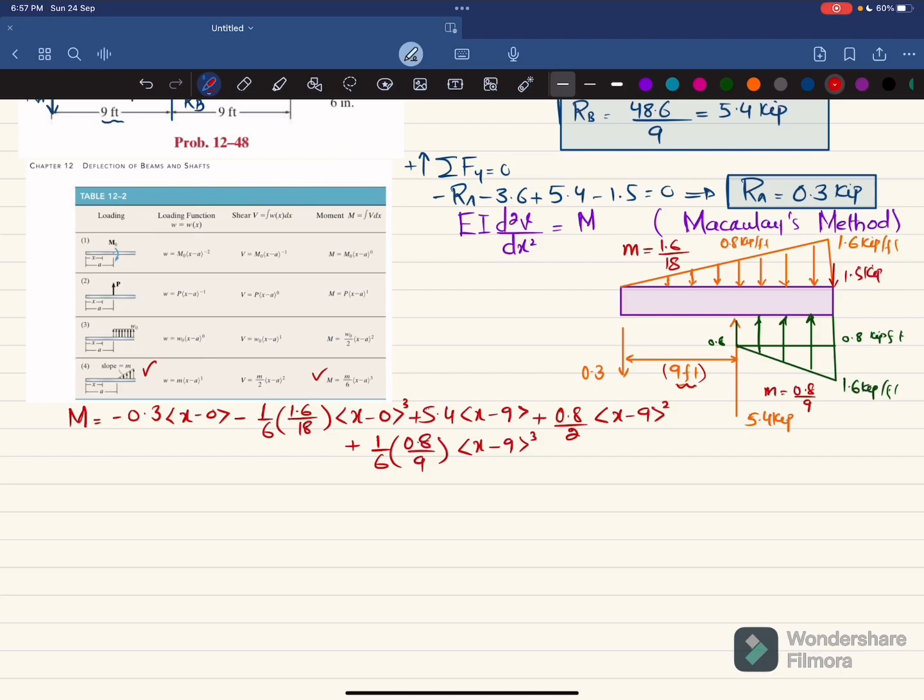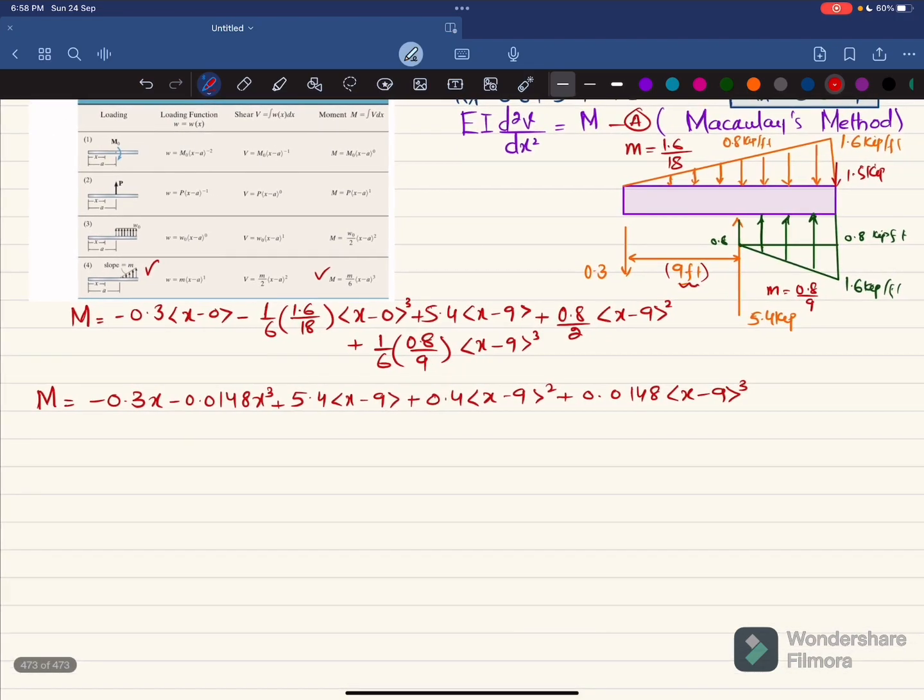So this is your moment equation, and if you simplify this moment equation, you will get minus 0.3 times x minus 0.0148 x cube plus 5.4 into x minus 9 plus 0.4 times x minus 9 square plus 0.0148 into x minus 9 cube. So this was the most difficult step in this problem. This is your equation number A.